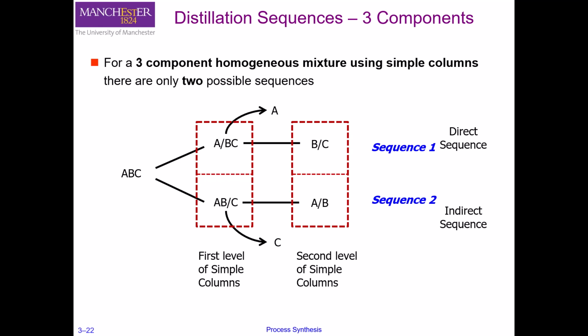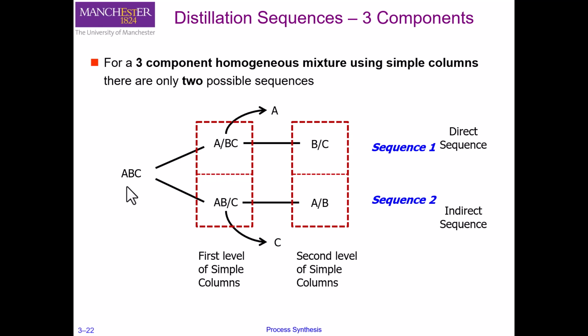Another important thing to remind you is that when we are talking about multi-component distillation, we always have to identify two key components of that mixture. So we have the light key component and the heavy key component. The light key component is the one that we want to keep out of the bottom product, and the heavy key component is the one that we want to keep out of the distillate product.